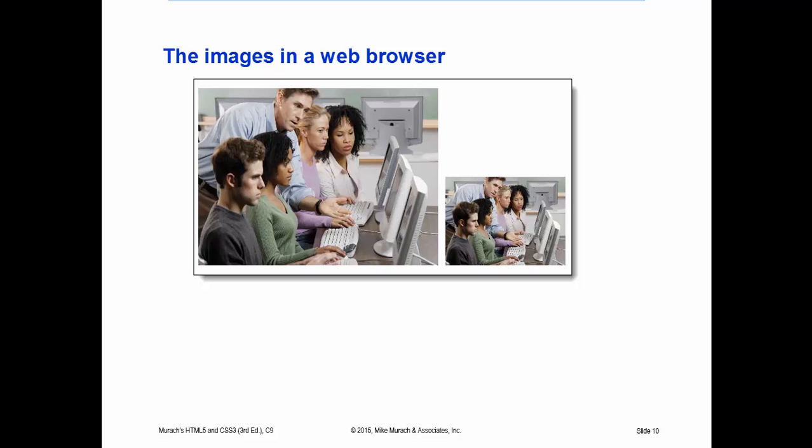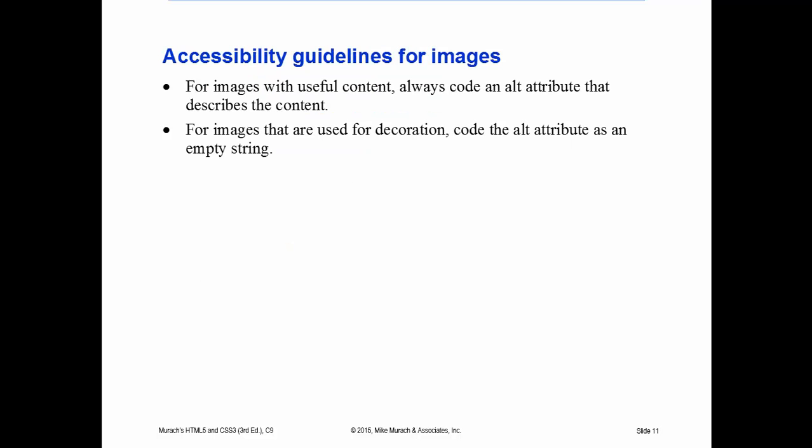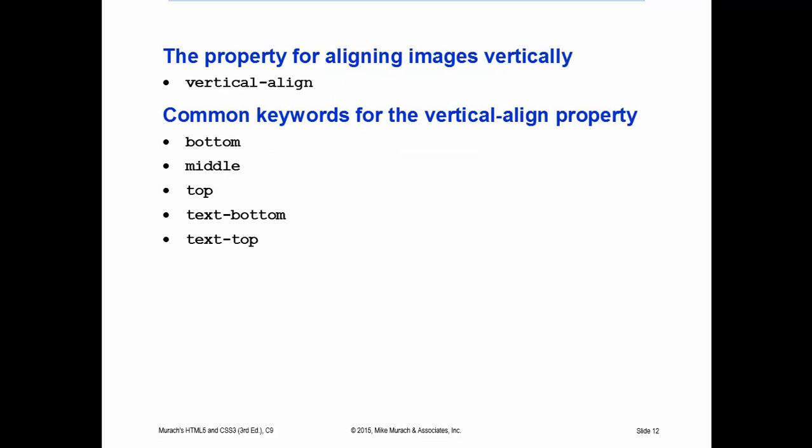Images in a web browser. So let's make sure I'm not missing anything in the book here. Again, always call it an alt attribute. And if an image is just used for decoration, in other words, if there's no meaning at all to it, the alt tag can have an empty string. We talked about the height and the width, so there's nothing new there. All right. And that's basically what I just told you. Okay? All right.